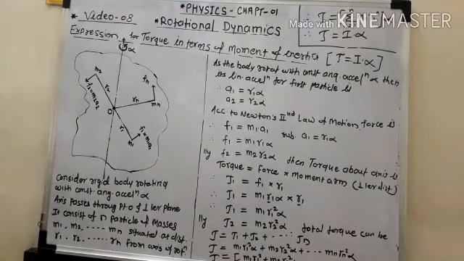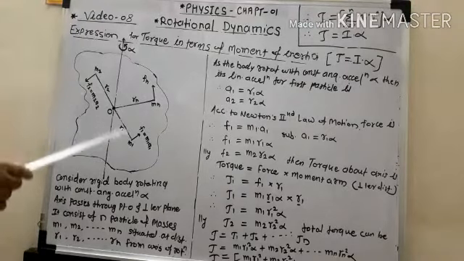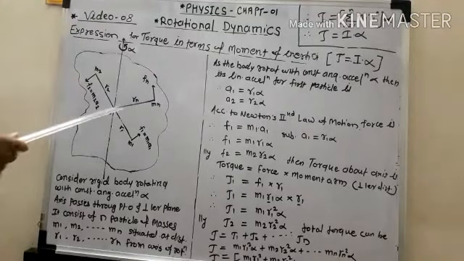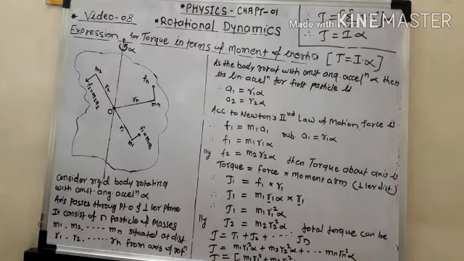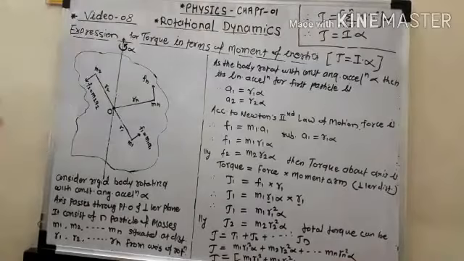All these axes are passing through the point O and are perpendicular to the plane of this figure. We saw this in the expression for the kinetic energy of a rotating body. We also see this same diagram, but here, if the torque is applied to that rigid body, then this body can rotate with the constant angular acceleration alpha.